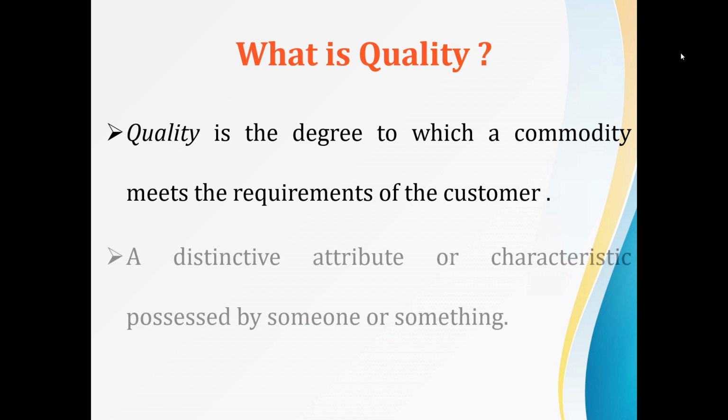And second is, it is a distinctive attribute or characteristic possessed by someone. If a product is having a distinctive feature, an attribute is nothing but a feature or characteristic. So distinctive means some special characteristics. If a product is having certain special characteristics, then we will conclude that the quality of the product is very high. And we will be having certain other definitions.